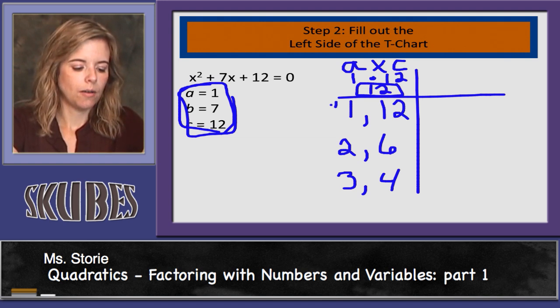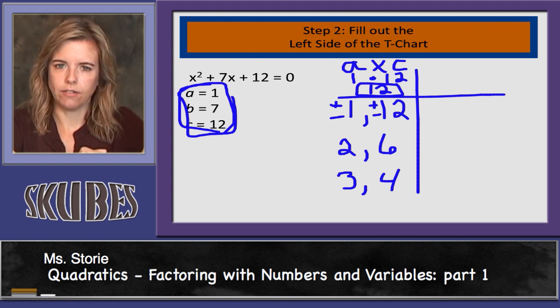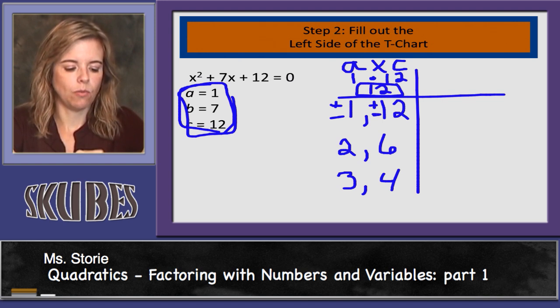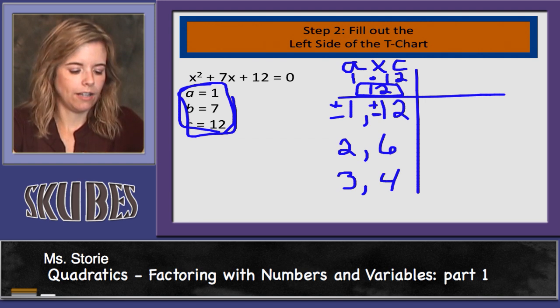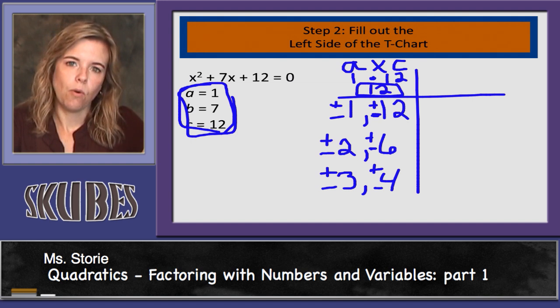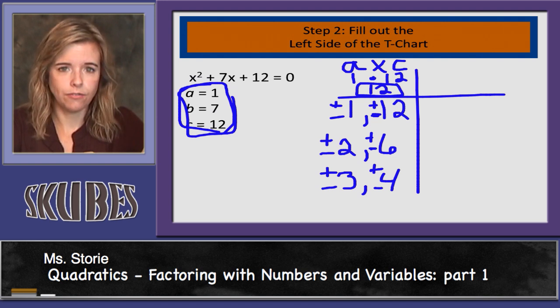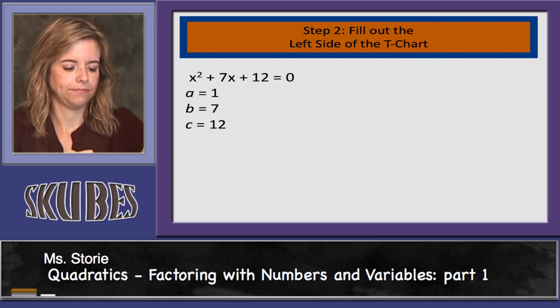And each of these are positive numbers, or they can be negative numbers. Why is that? A positive 1 times a positive 12 will get you to a positive 12. A negative 1 times a negative 12 will get you to a positive 12. Positive 2 times positive 6, or negative 2 times negative 6. Positive 3 times positive 4, or negative 3 times negative 4. So you have not just 1, 2, 3, 4, 5, 6 factors, you have double those amounts because you have a positive version and a negative version of each of the factors.